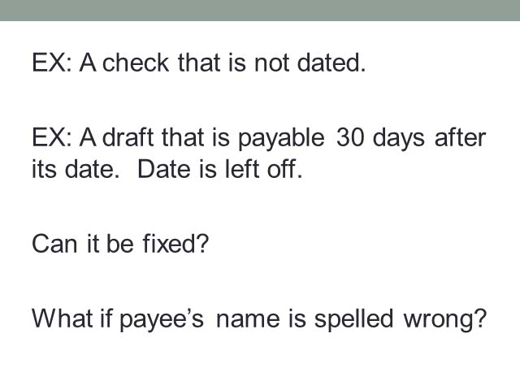Can it ever be fixed? Yeah, it can be fixed. If there's an authorized party, maybe the drawer or some other individual who knows what the date is supposed to be, if you have an authorized party who can fill in the appropriate date, then that would make it negotiable. What if a payee's name is spelled wrong?